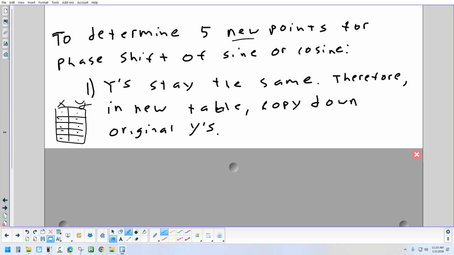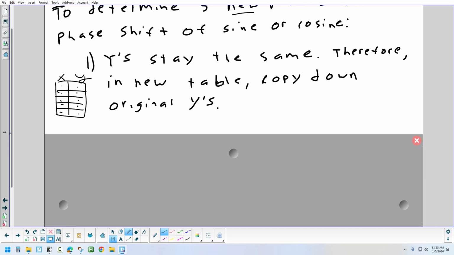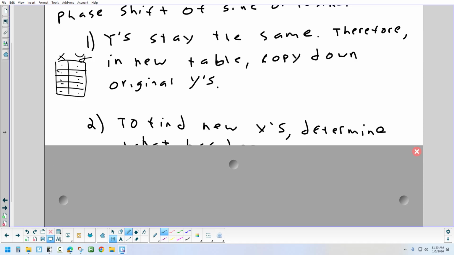And out of the sketch, the table is the most important part. That's worth 10 of the points in the problem. The sketch itself is usually just worth a couple points, because once you have the table, the sketch is just plotting the points in the table. But you've got to get the table right. Okay, so y's stay the same. All the x's are going to change.